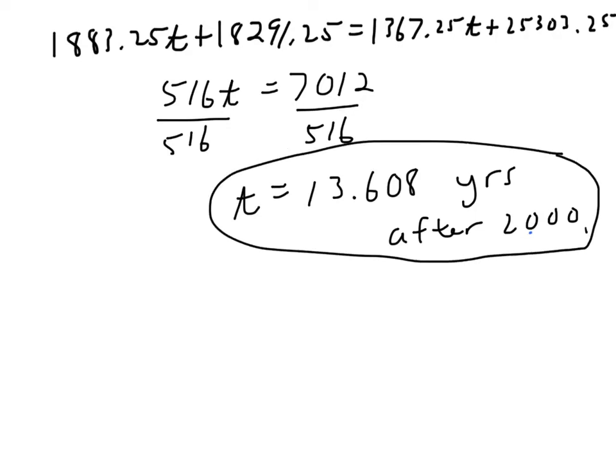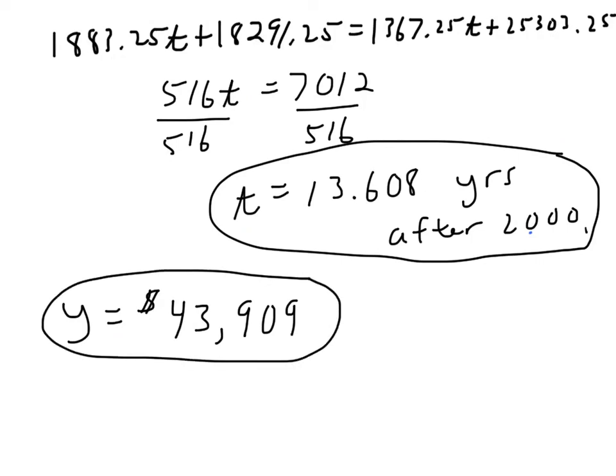Now, the question also asked, what will the personal income be at that point? So we would have to substitute that back into one of our two equations. When we do that, and you can check this by plugging it into either one of the two equations that we generated, y comes out to be 43,909 if you round it slightly. That would be the solution to your system.